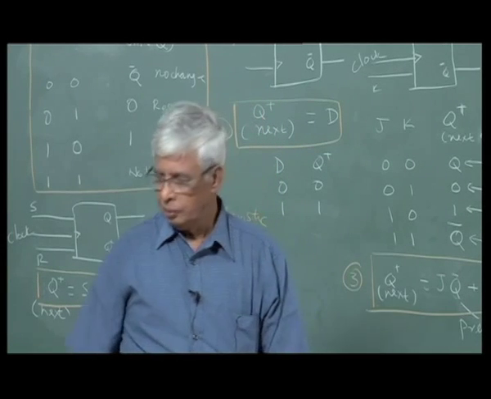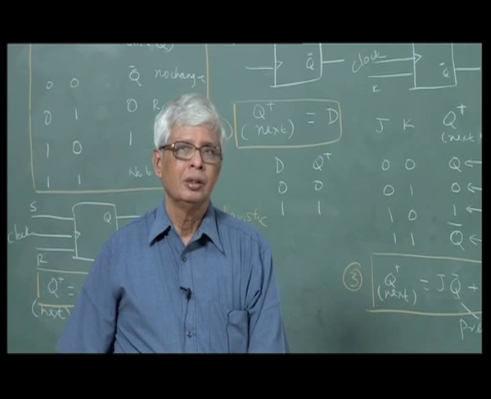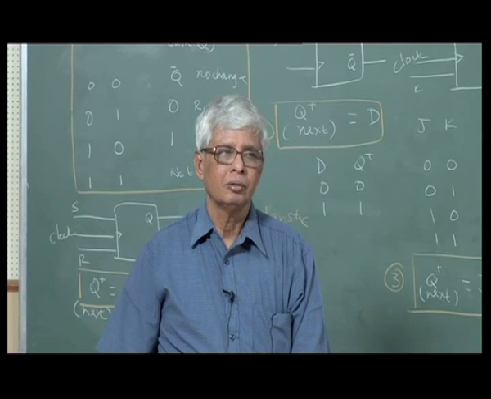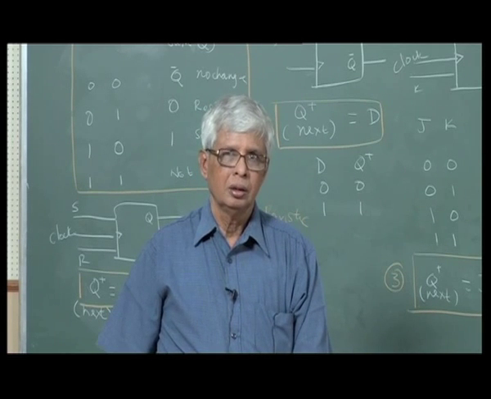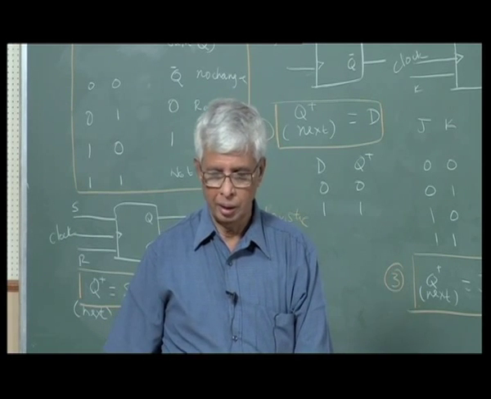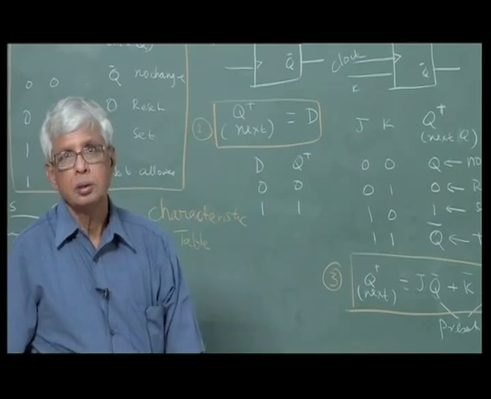Any other question? Sir, the clock is continuously changing, from 0 to 1, 0 to 1, correctly. 0 means 0 volt, 1 means 5 volt, we can consider. Yeah. A crystal oscillator circuit will generate it.